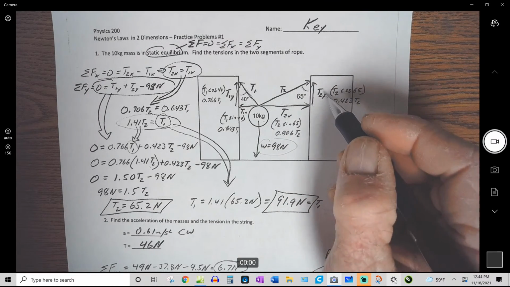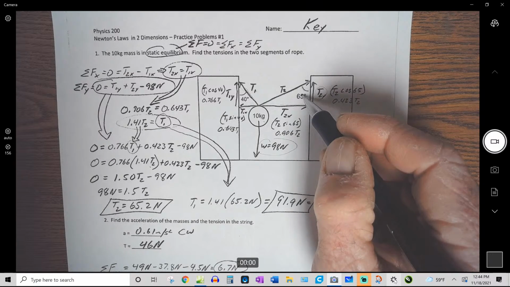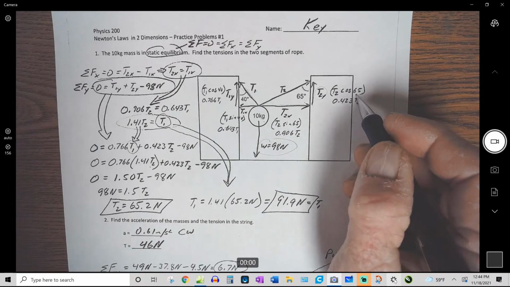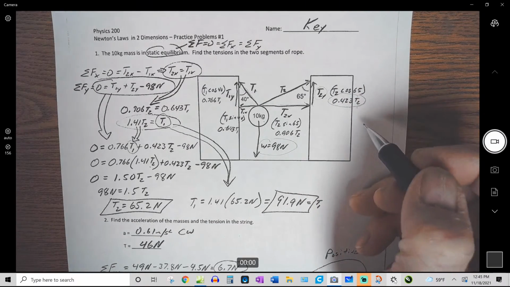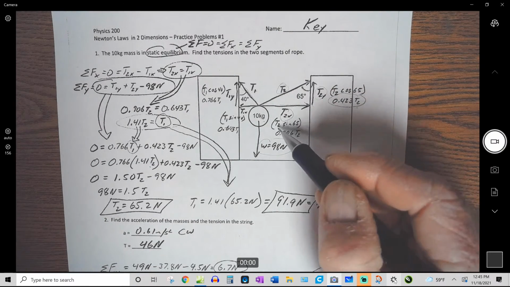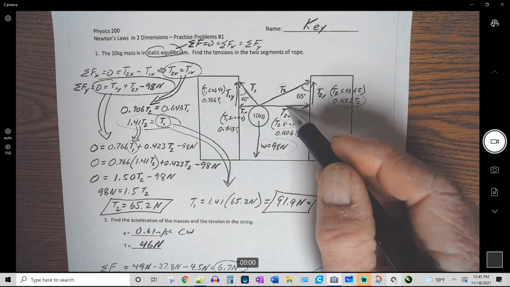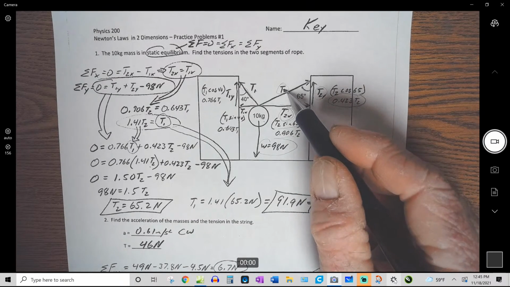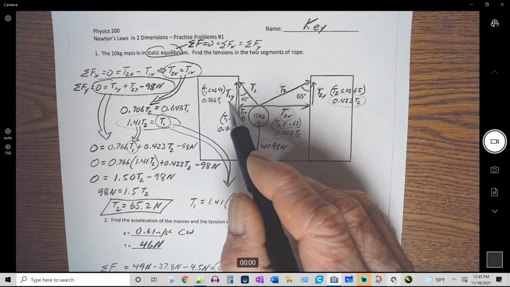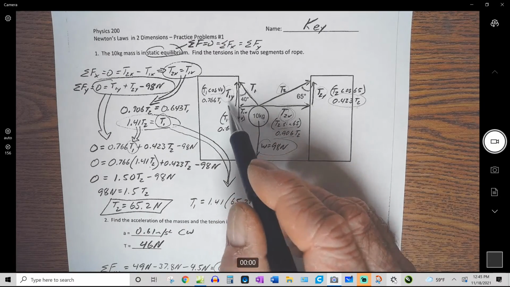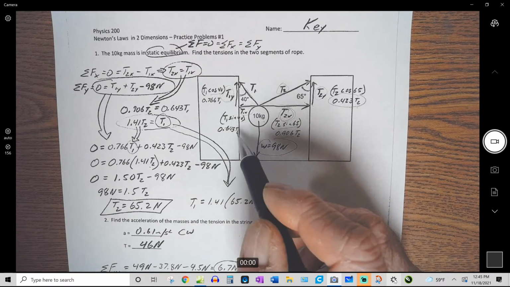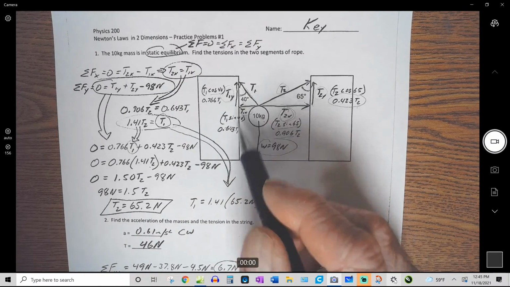Since I'm given this angle, to get this, I'm going to do cosine of 65 times T2, and that gives me T2y. So cosine 65 T2 is 0.423 T2. And this is the angle, so this is the opposite. This is the hypotenuse, so I use sine to get this. It ends up being 0.906 T2. Over here, here's my angle. To find the y component, I use cosine of the angle times T1, and to find the x component, since this is the opposite, I use sine of the angle times T1.